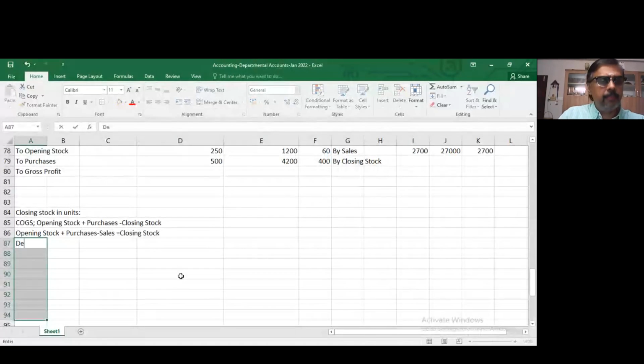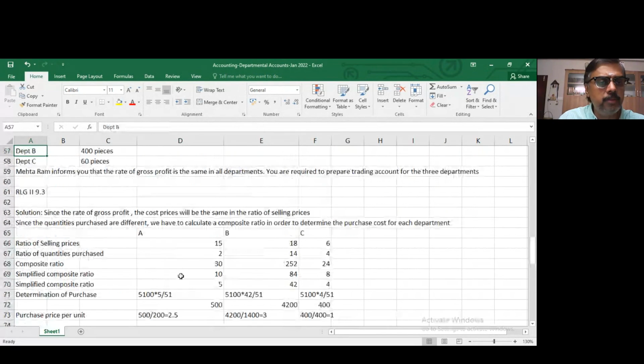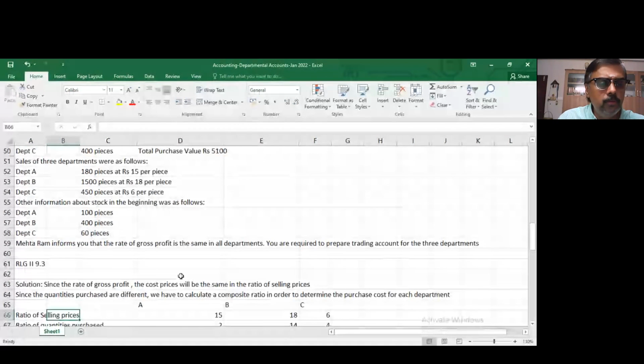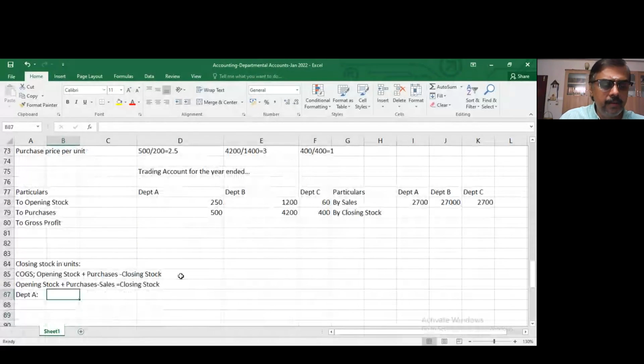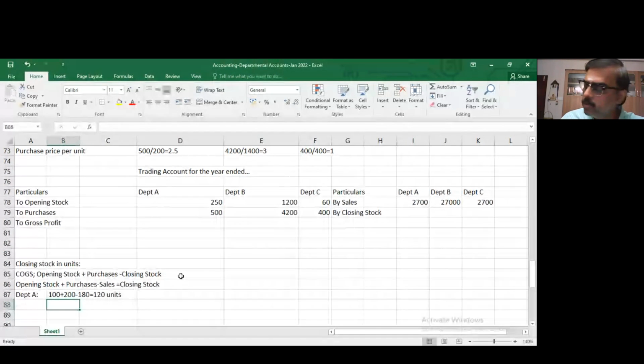So let us take department A. What is the opening stock quantity for department A? 100. What is the purchase quantity for department A? 200. Purchase quantity for department A is given in the question as 200. Minus sales for department A is 180. You'll get closing stock units. So 100 plus 200 minus 180 is 120 units. The closing stock of department A is 120 units. Are you able to follow this calculation?